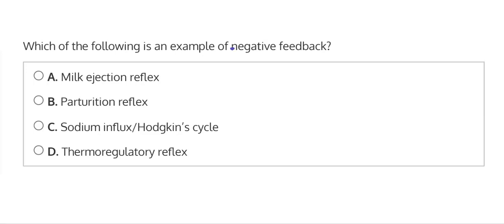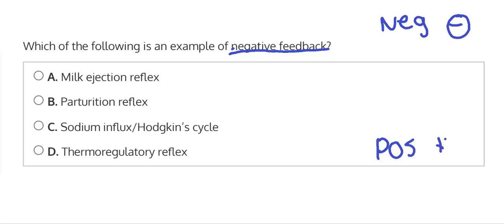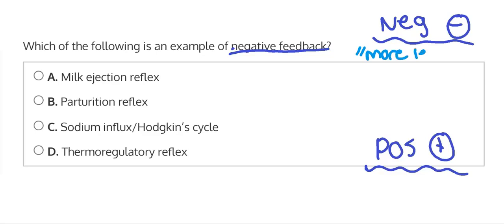Following is an example of negative feedback. So just to review, negative versus positive feedback. The overall idea of these feedback loops or feedback systems, which usually have to do with the release of hormones, is whether we're increasing or decreasing, and for what reason. For negative feedback, think of the phrase more leads to less. And for positive, think of the phrase more leads to more.